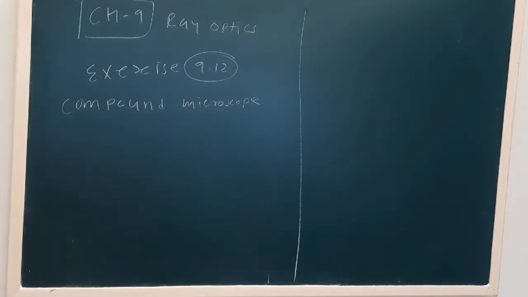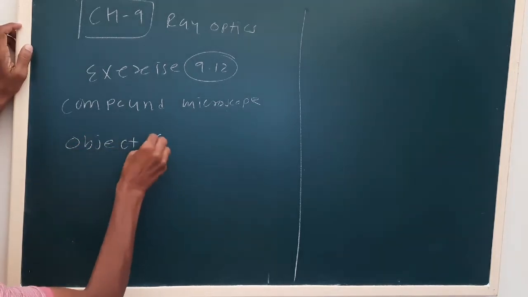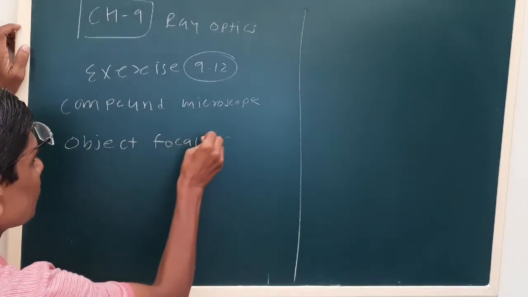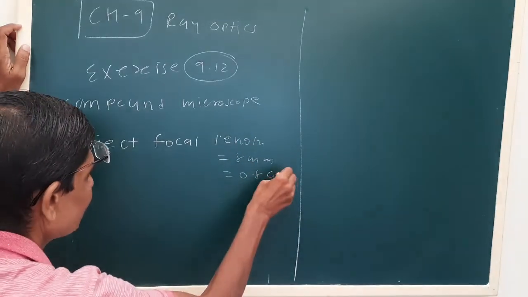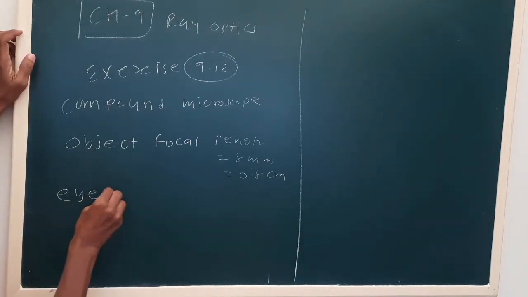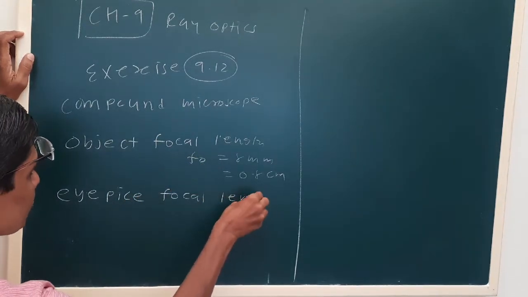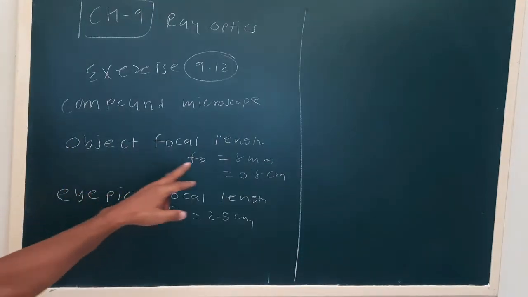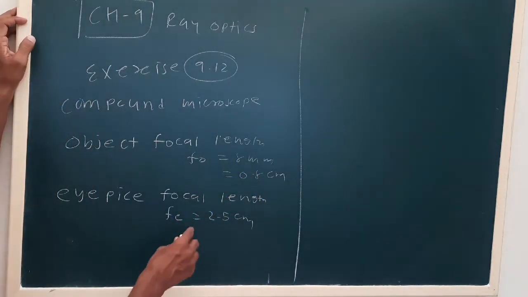Now see the objective focal length, eight mm, that is 0.8 centimeter. Now see eyepiece focal length. Now we have to take care. One is given, FO is in mm, that we have converted in a centimeter. Now eyepiece focal length is 2.5.